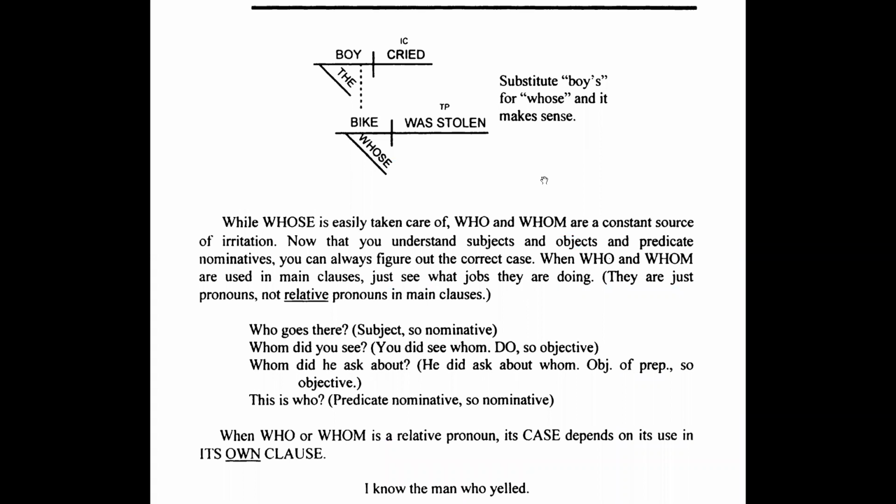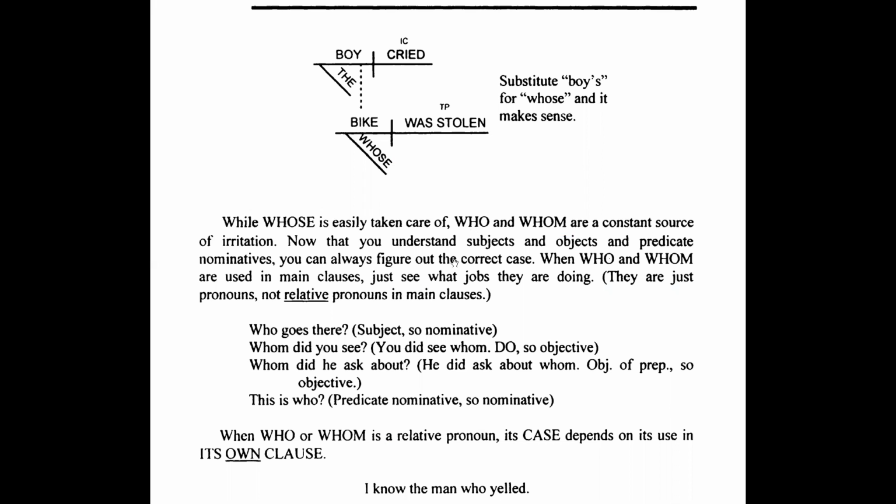So whose is easy. Who and whom are somewhat troublesome because just in normal English practice, like on the streets, if we're talking to people, a lot of people make mistakes when they use them. It's a very common mistake because many people don't study grammar anymore. So while whose is easily taken care of, who and whom are a constant source of irritation. Now that you understand subjects and objects and predicate nominatives, you could always figure out the correct case. So it's always difficult for those people who haven't studied what you have studied. Now that you understand this, it's going to be very easy to pick up with a few exercises.